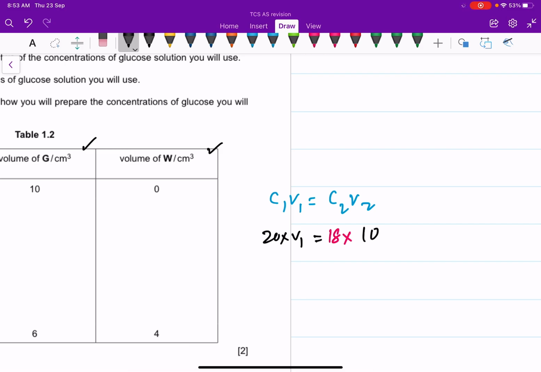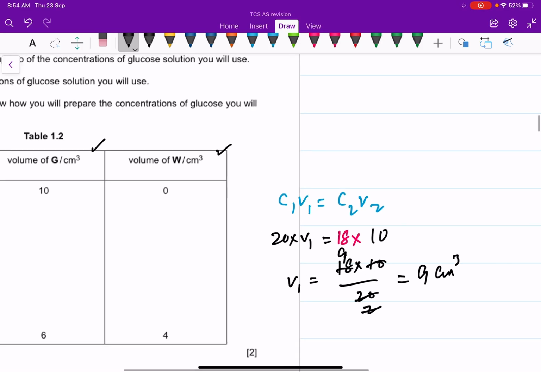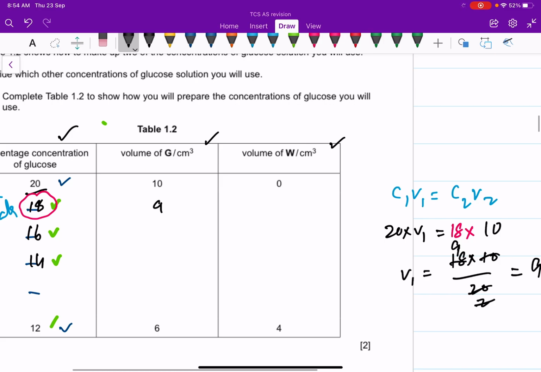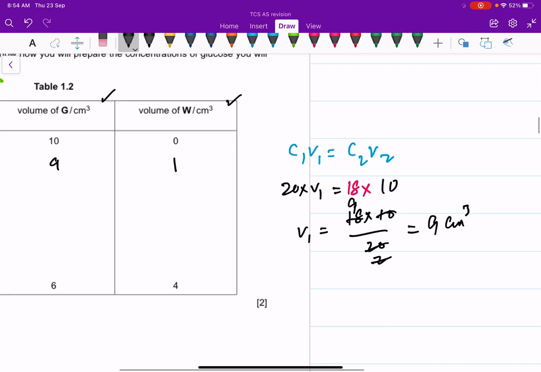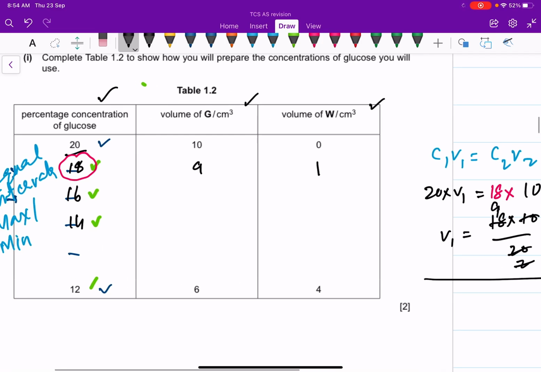cm cube. So V1 would be equal to 18 into 10 divided by 20, so we can calculate it, and that would be 10 2s are 20 and 2 9s are 18. So V1 is 9 cm cube. So I'll write 9 cm cube here, and to make total volume 10, 1 cm cube of distilled water will be needed.